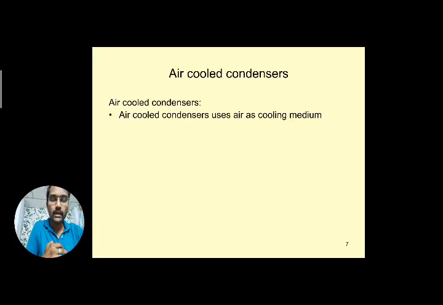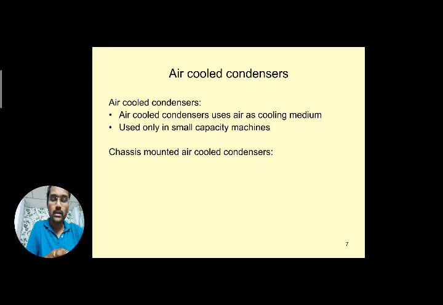So here the air cooled condensers use air as the cooling medium. They are used only in small capacity machines, as I have told, just up to 1 ton to 3 ton machines, or refrigerator machines. So these air cooled condensers are used.